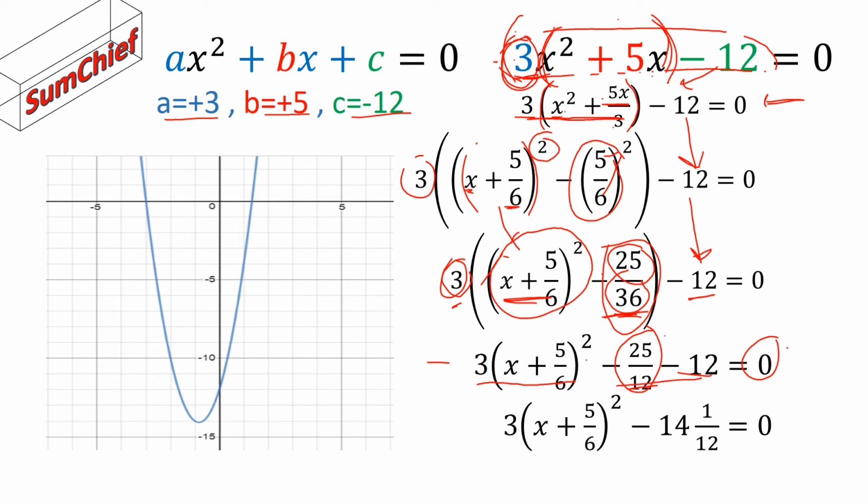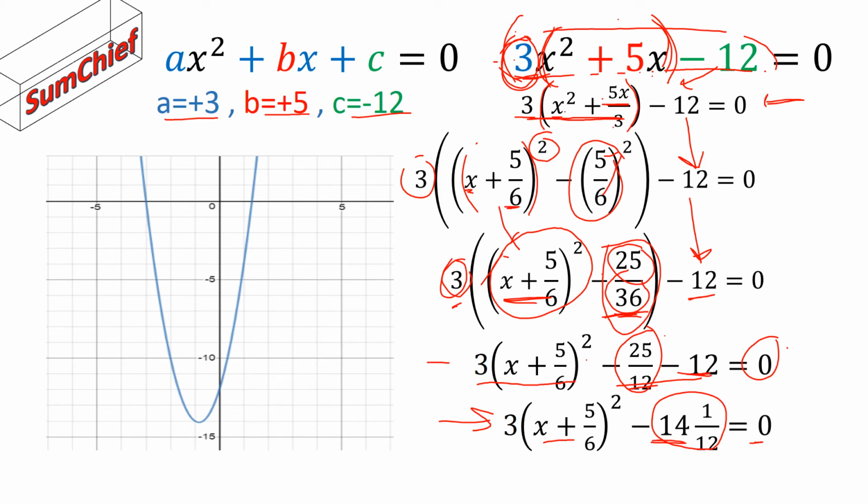Well, 25 over 12 is just basically 2 and 1/12. 2 and 1/12 and minus 12, they come together to minus 14 and 1/12. So now we've got this one here. So this is our solution. 3 times x plus 5 over 6 squared minus 14 and 1/12 equals 0.